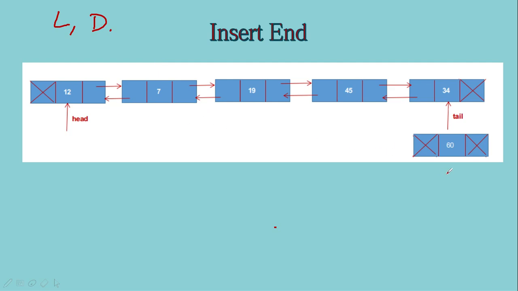If we have to insert value 60 into the linked list, we have to create a node using the create node function, put the data in the data part and make the previous and the next part as null, and then we have to attach this node to the already existing list.